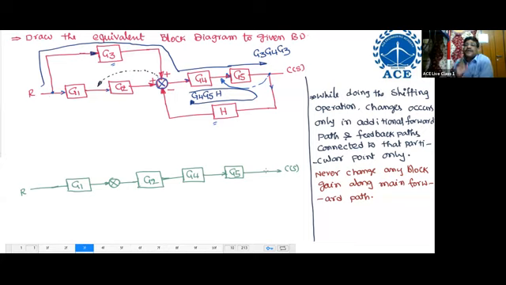Path gain means just the product of the gains along the path, irrespective of summing and take-off points. Just the product of the gains along the path: G1, G2, G4, G5. That's all. Okay? Now I'll draw G3.